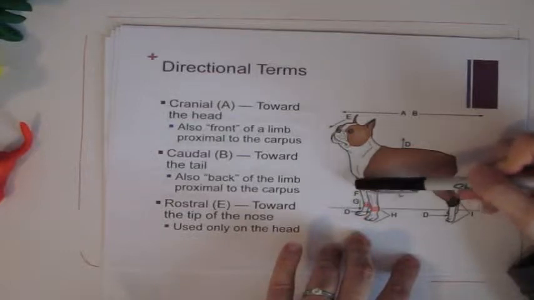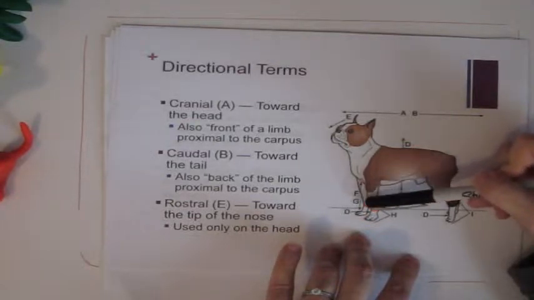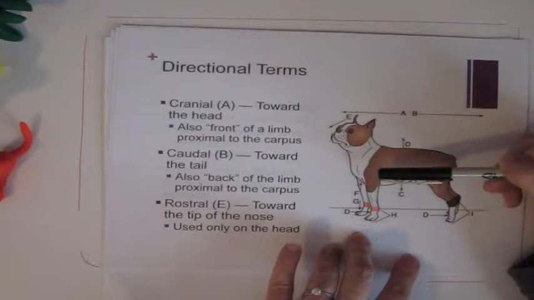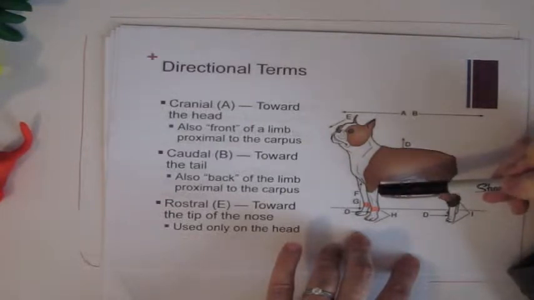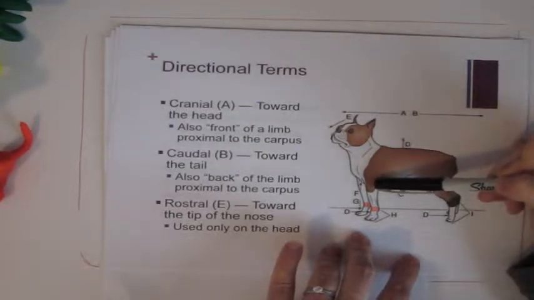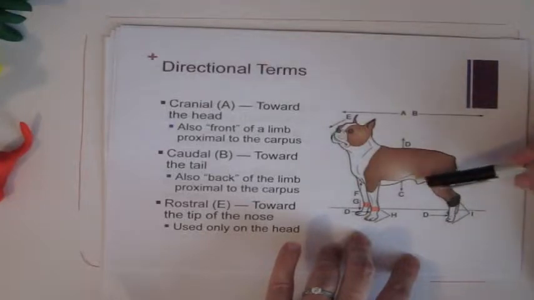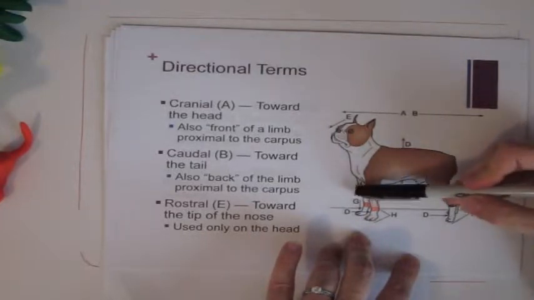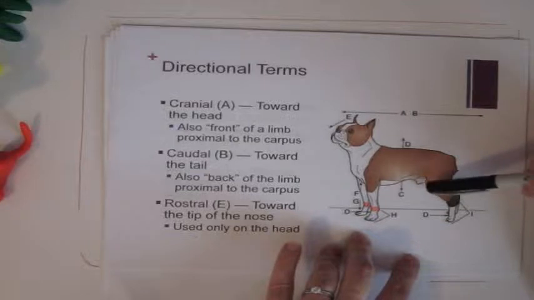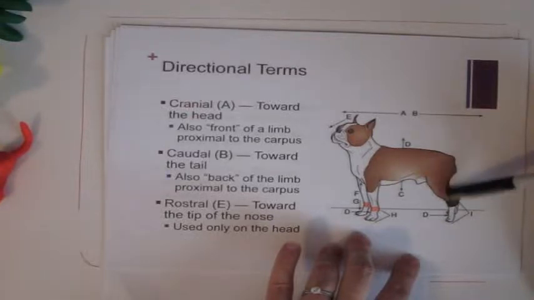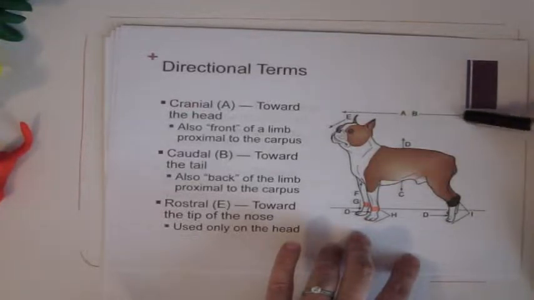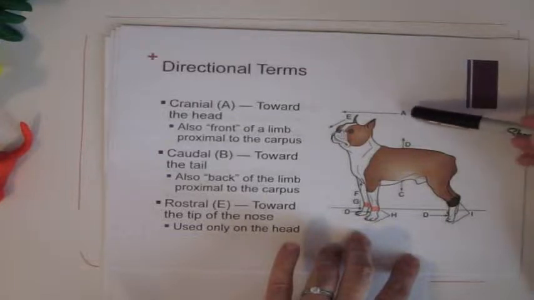The cranial portion would be the surface here. This would be cranial, and the posterior, or I say the back side or caudal side, would be the back side here of the leg. So this has to do with only areas that are proximal to the carpus or the tarsus. This surface area would be considered cranial, and this surface area back here would be considered caudal. B, caudal, that's a direction towards the tail.